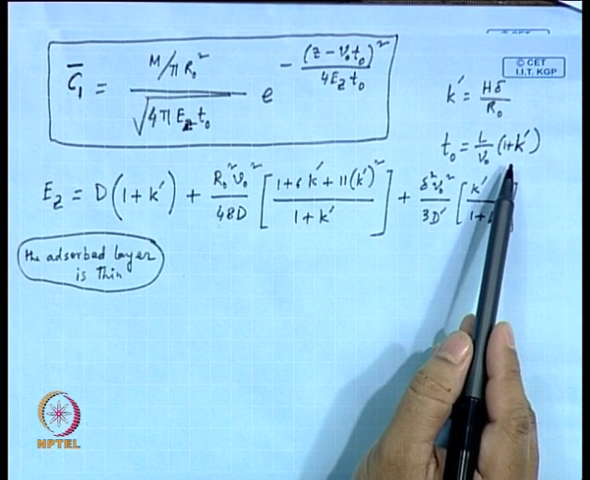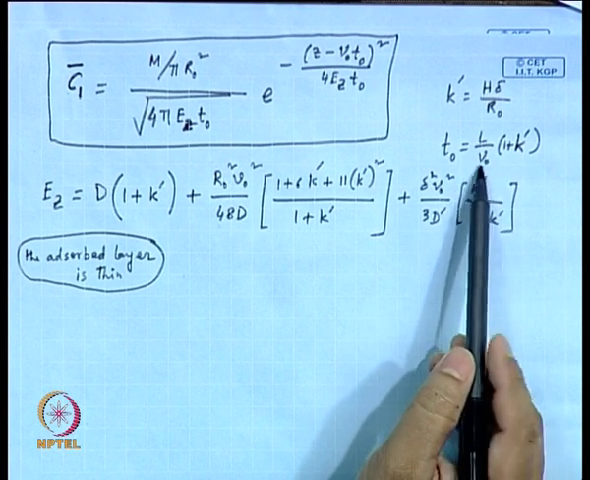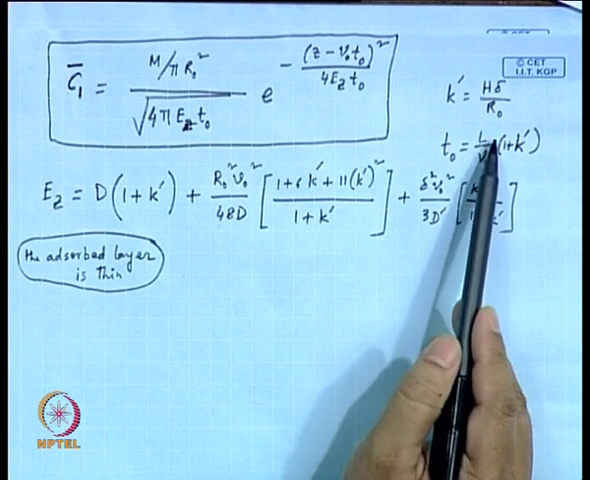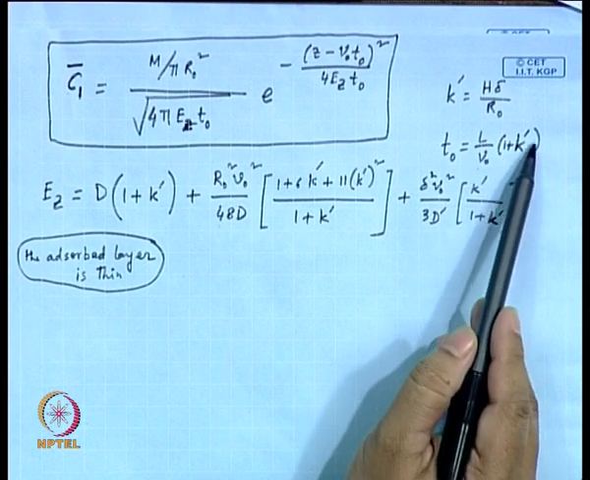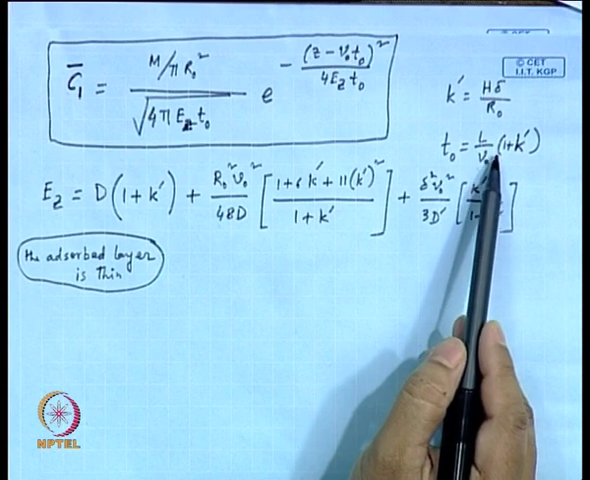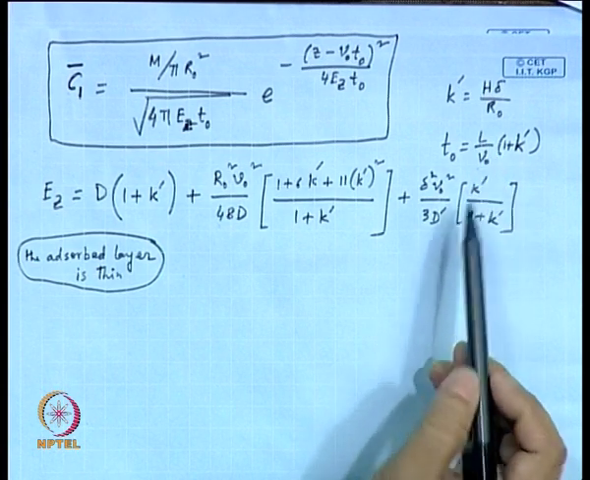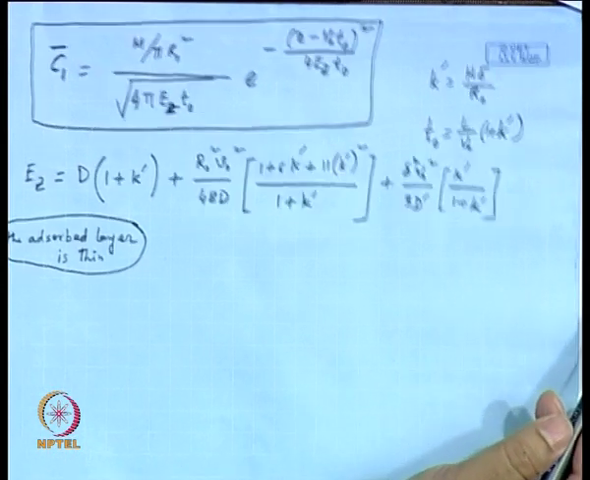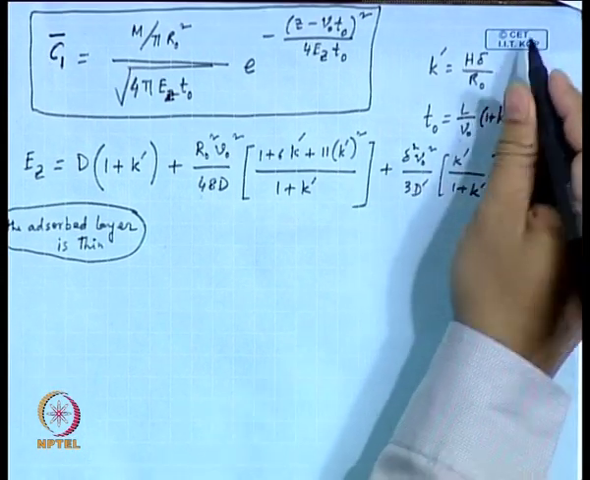Okay. Can you tell me what this L divided by V0 would be? I think this itself represents time. Only thing is, on top of that you have another factor added, which is 1 plus k prime. Okay. Now, what is k prime? k prime is equal to h delta by R0.